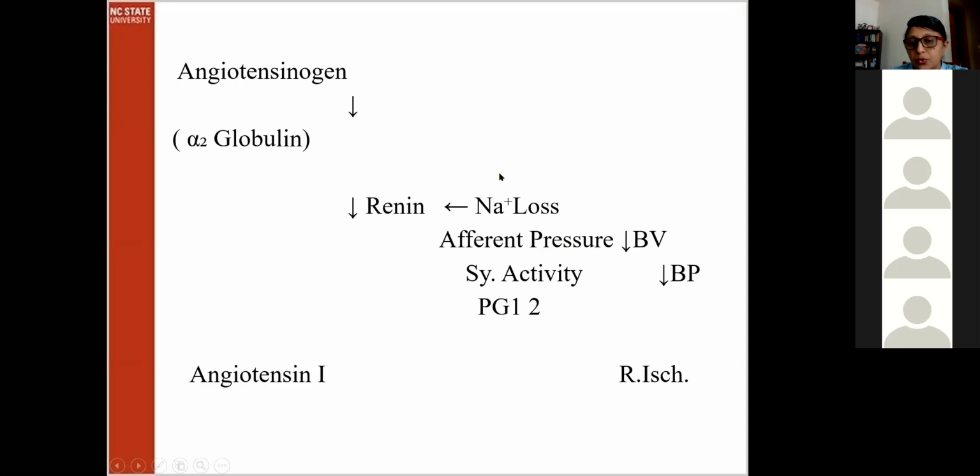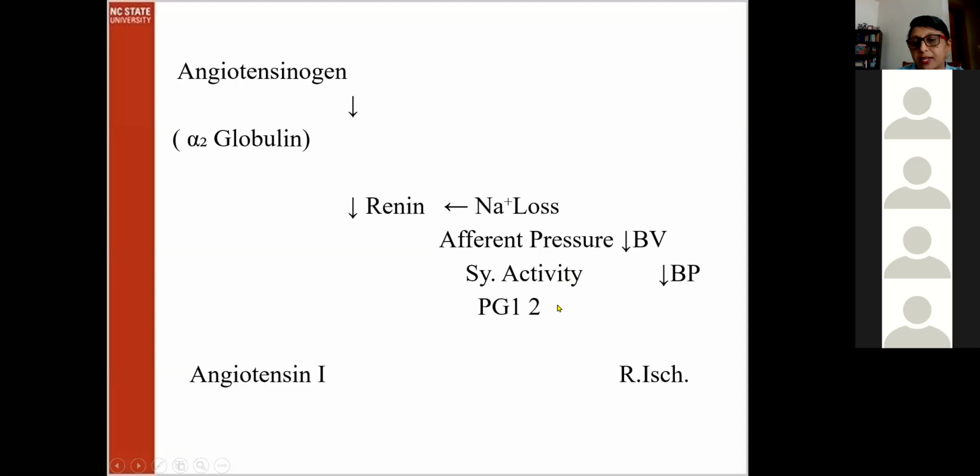So whenever there is sodium loss, or when the afferent pressure is low and there is decreased blood volume, and when there is increased sympathetic activity, then prostaglandin I2 is there, and there will be increased renin secretion. When the afferent pressure is low, there will be decreased blood volume, so it will cause the stimulation of renin secretion. Sympathetic activity through beta 1 will increase the renin release.